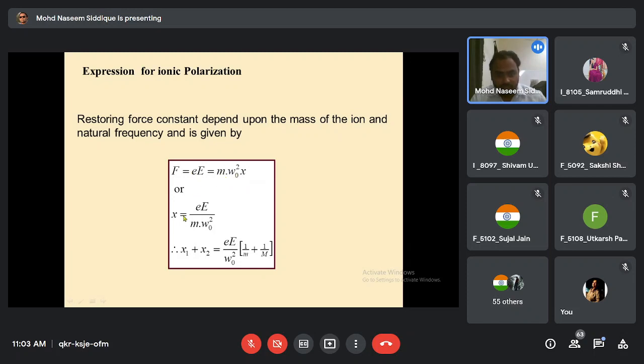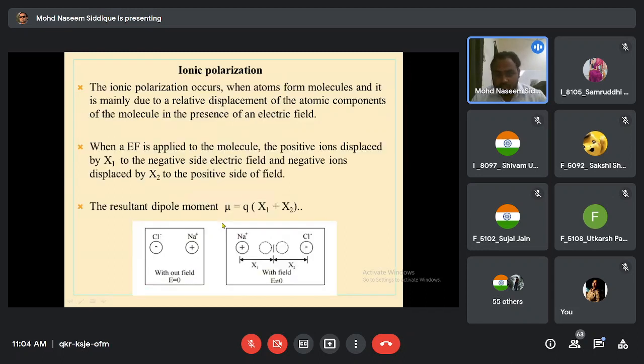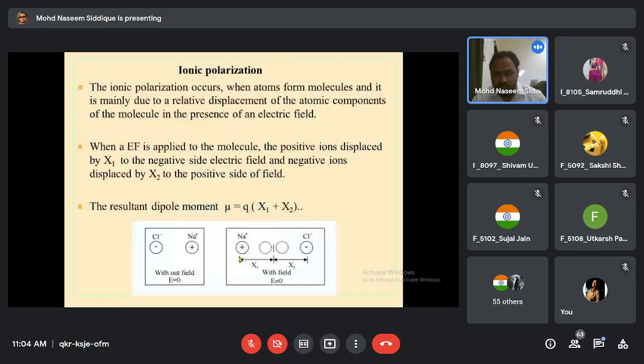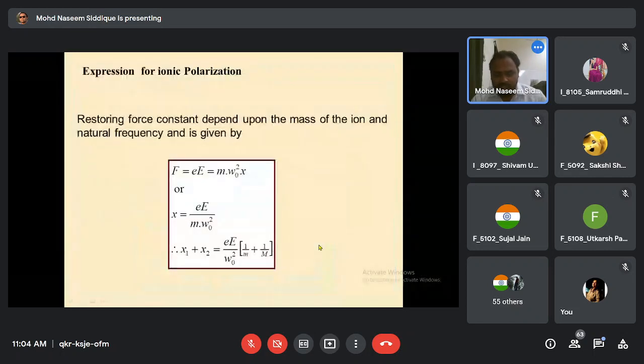Hence we can determine x is equal to E upon m omega squared. Here there are cations and anions with different masses. Then we can find 1 upon m is equal to 1 upon M plus 1 upon small m. I am not specifying the masses of sodium and chlorine. I have just taken the small m and the capital M.